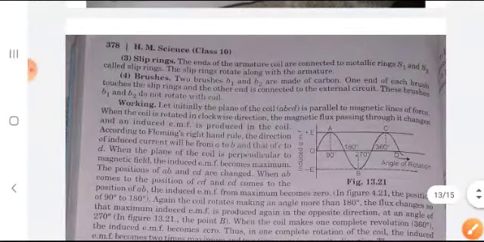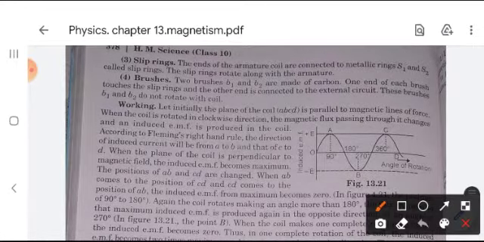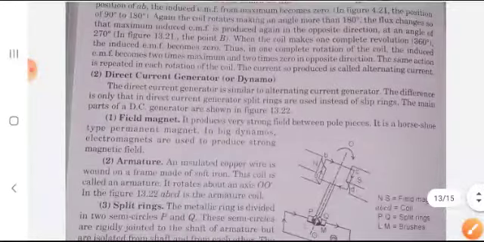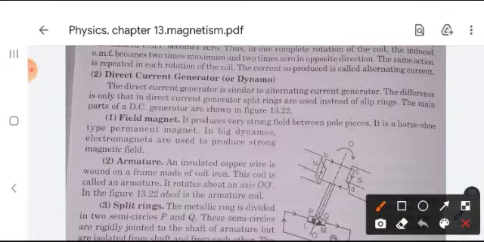It generates alternating current. That graph is given here. Now the DC current generator or dynamo, because a dynamo creates alternating current as well as direct current. Now this is the direct current generator, the dynamo.